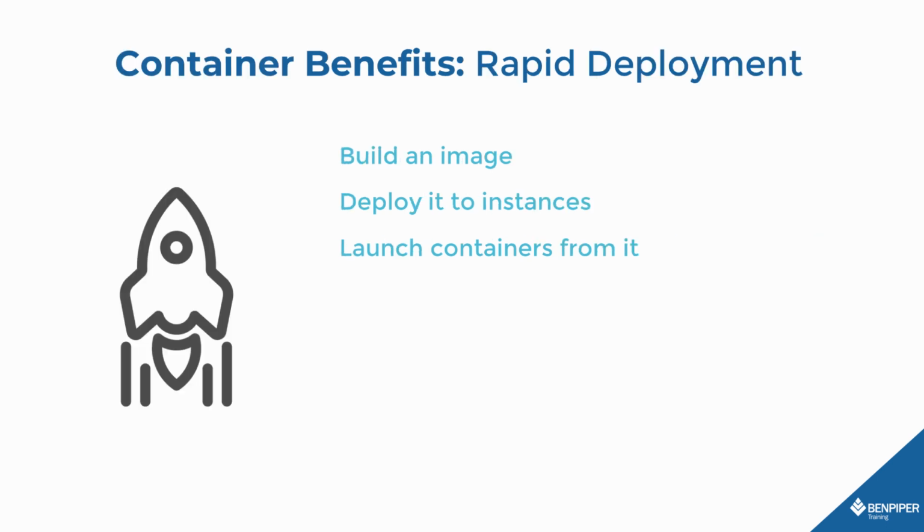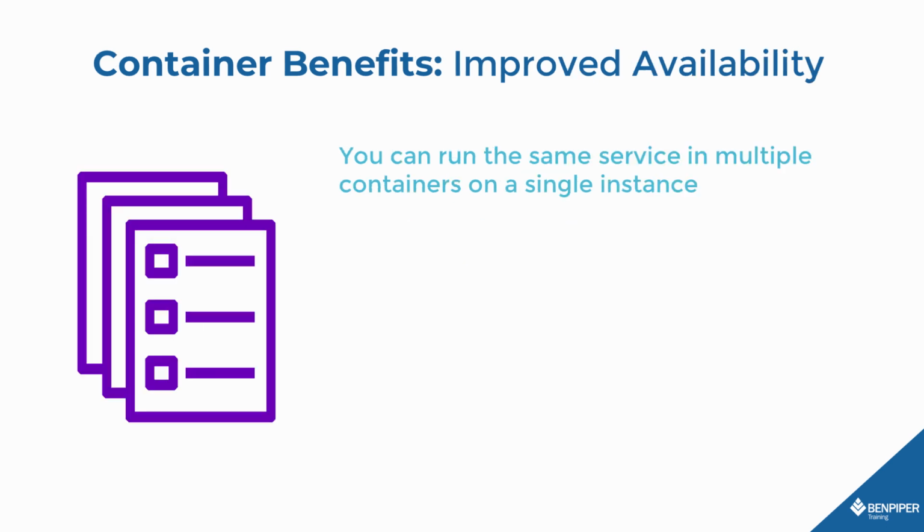Containers make deployments and updates a lot easier. You build the Docker image once, deploy that image to your instances, launch a container from the image on each instance, and you're done. Containers can help you improve availability. Under a monolithic architecture, if your service crashes on an instance due to a bug, then that service is down on that instance until something or someone restarts it. You've lost the additional availability that instance was giving you.